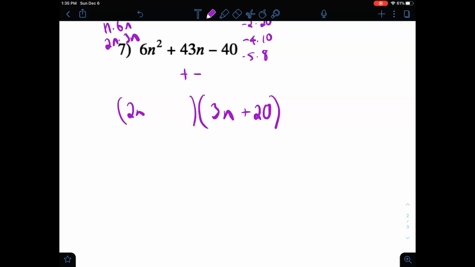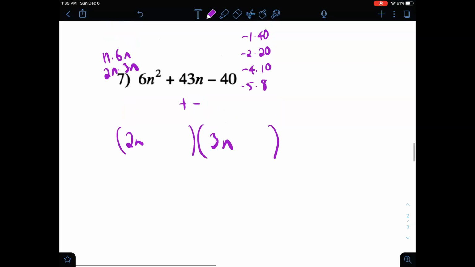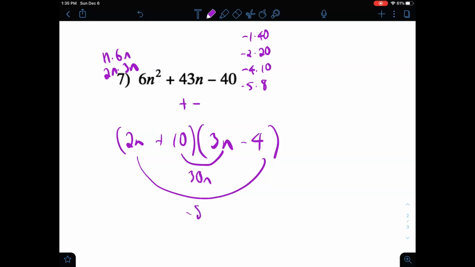All right, let's try something different. Let's try 8 and 5. Well, let's try 10 and 4, actually. Let's go plus 10 and minus 4. What's that going to be? That's going to be 30n. This is going to be negative 8n. So we're actually going the wrong direction here. So I don't think that 2n and 3n are going to work for us.